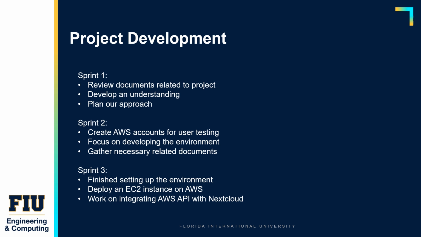For sprint 2, we created our AWS accounts and our Nextcloud accounts for testing purposes, and we wanted to focus on getting the development environment ready for next sprint. For sprint 3, we finished setting up the development environment and successfully launched an EC2 instance on AWS, and we wanted to work on integrating the AWS API with Nextcloud.